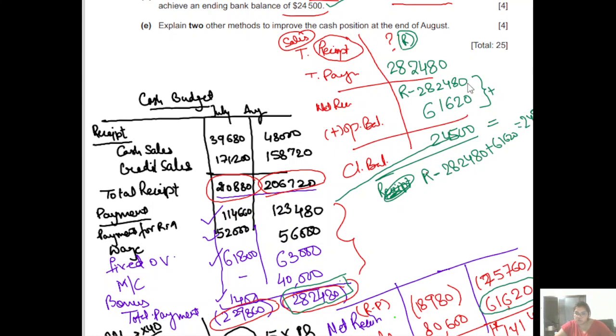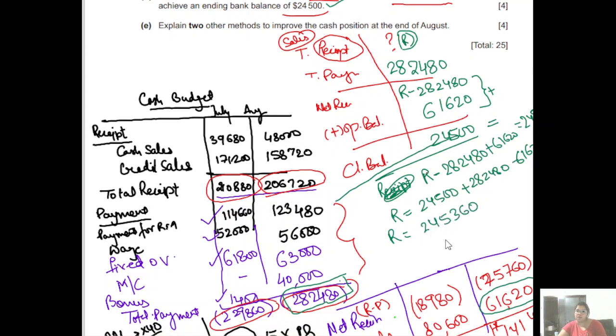After solving this, 24,500 plus 282,480 minus 61,620, you will be able to find your receipts. That is how much? That is 245,360.